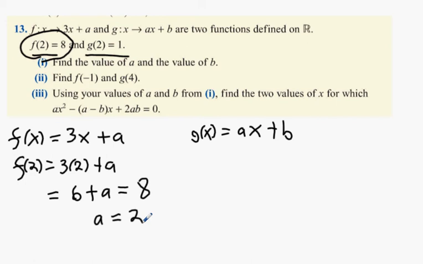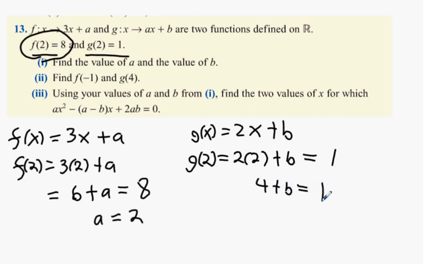What can we do with the a in the other equation now? Turn it into 2. So g of x is 2x plus b. I haven't replaced the input yet, so I'll do that now. 3 times g of 2 is what, guys? 2 by 2 plus b equals 1. 4 plus b equals 1. What does that mean about b? b will equal minus 3.